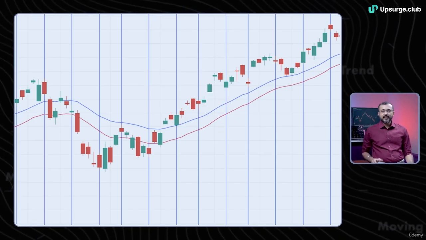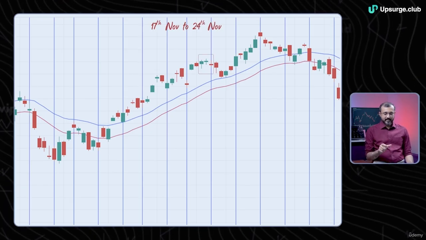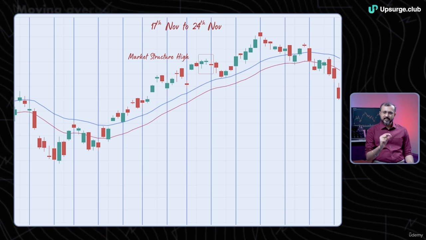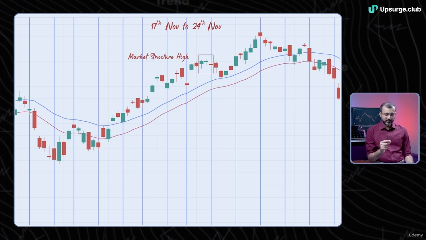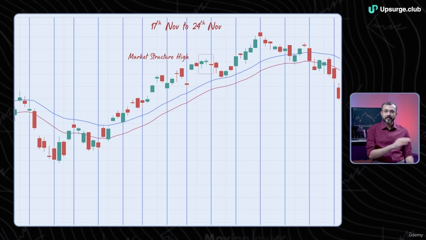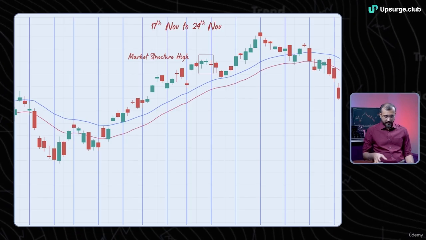The next trade is triggered on 17th of November to 24th of November. In this expiry, if you see, there is a market structure high getting formed. Two bullish candles, smaller candles. The second candle is a smaller candle, but the third candle again is a small candle, but it has closed below the previous open. In this case, market structure high got formed. For the entire week, the markets were sideways.